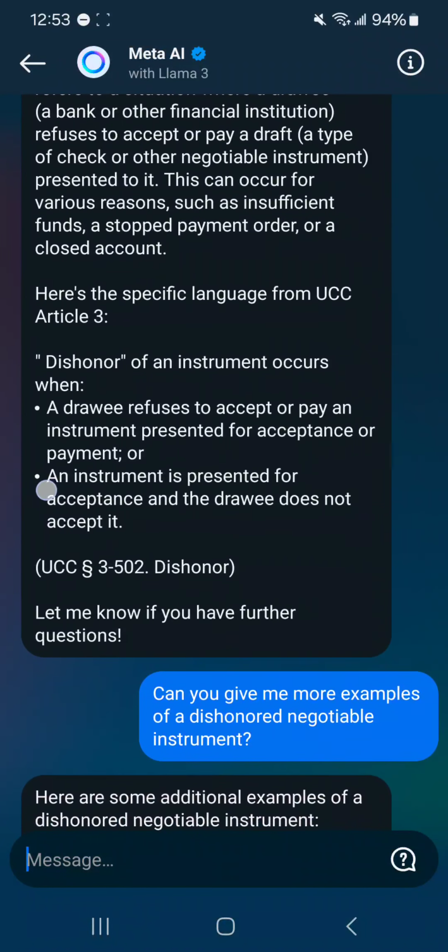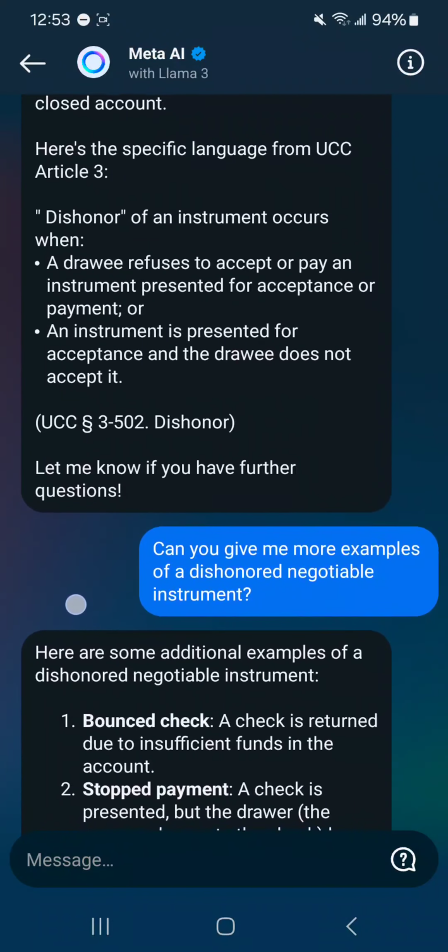Here's the specific language from UCC Article 3. Dishonor of an instrument occurs when a drawee refuses to accept or pay an instrument presented for acceptance or payment, or an instrument is presented for acceptance and the drawee does not accept it.